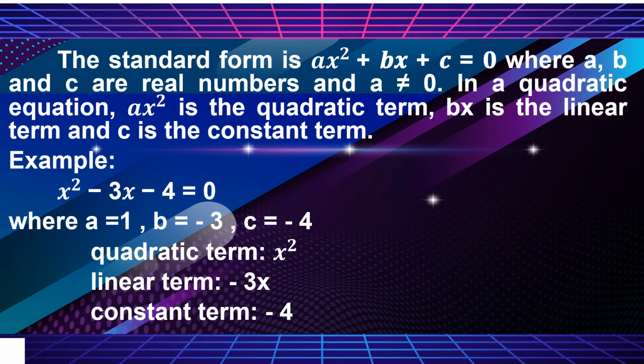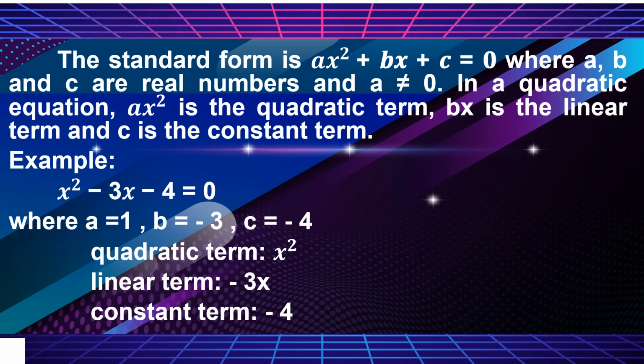The standard form of the quadratic equation is ax squared plus bx plus c equals 0, where a, b, and c are real numbers and a should not be equal to 0. In a quadratic equation, ax squared is the quadratic term, bx is the linear term, and c is the constant term. For example, x squared minus 3x minus 4 is equal to 0, where a is equal to 1.